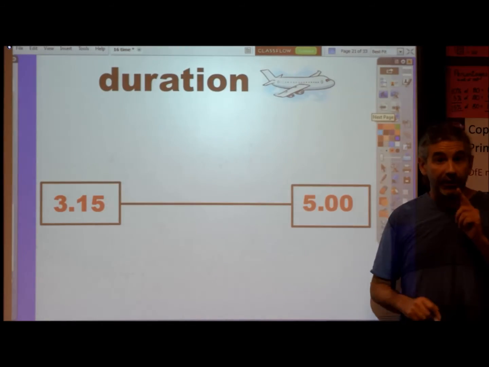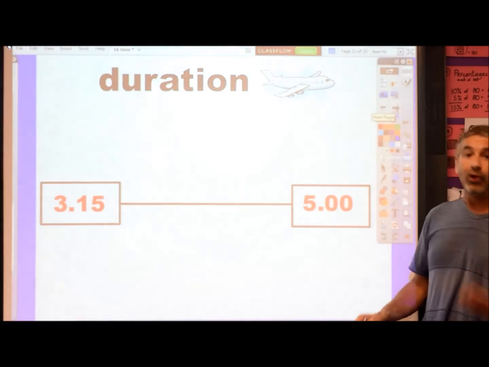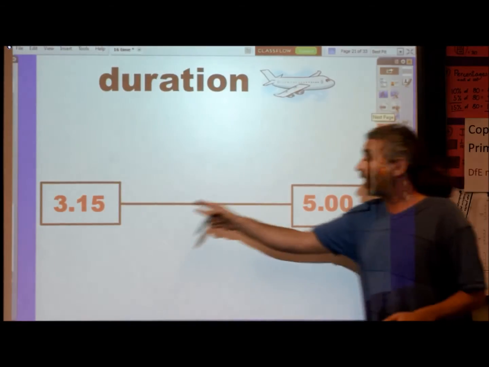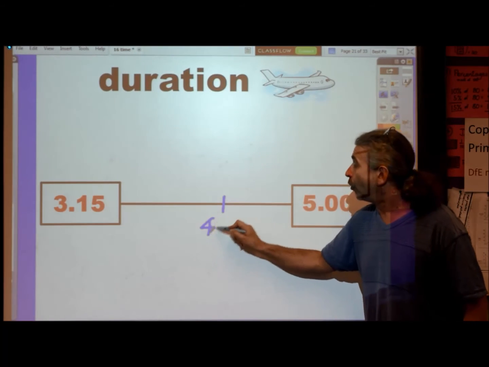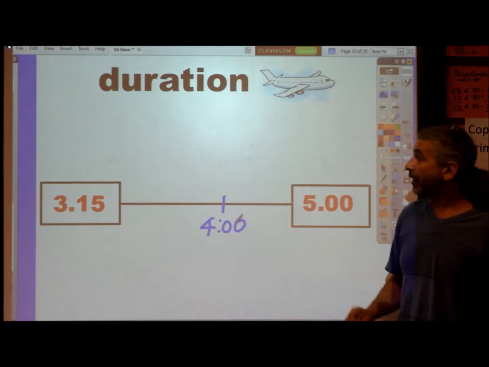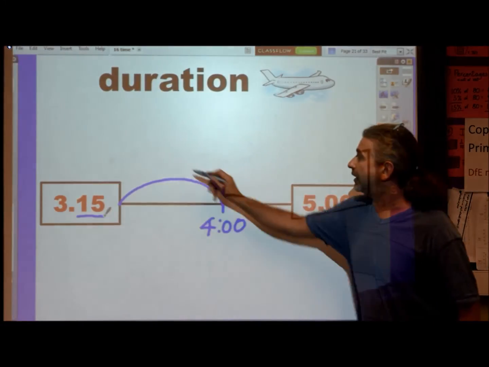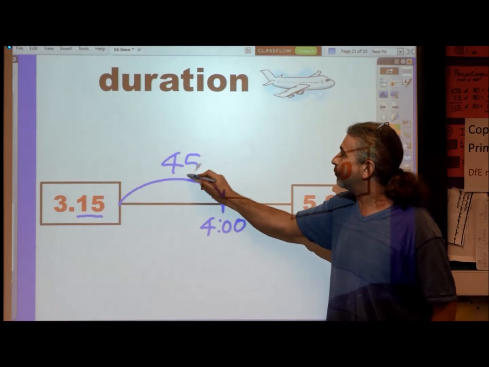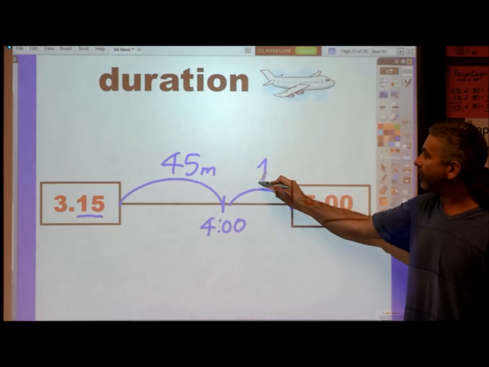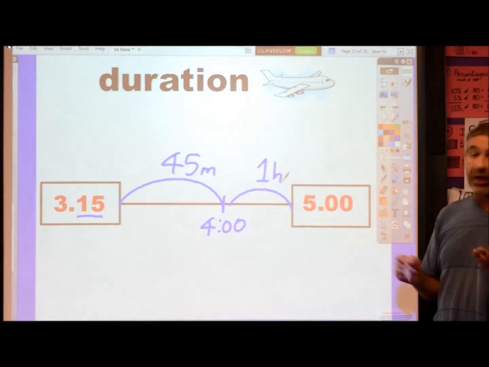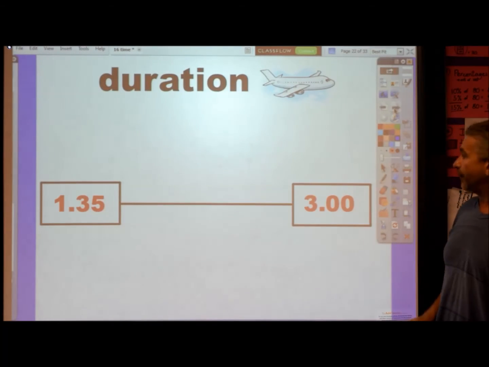Now, it's got a little bit more complicated because 5 o'clock is not the next whole hour after 3:15. We need to stop off at 4, which is the next whole hour. So, from 3:15 to 4, the pair that goes with 15 is 45 minutes. And from 4 to 5 is 1 whole hour. The duration of that journey is 1 hour, 45 minutes.